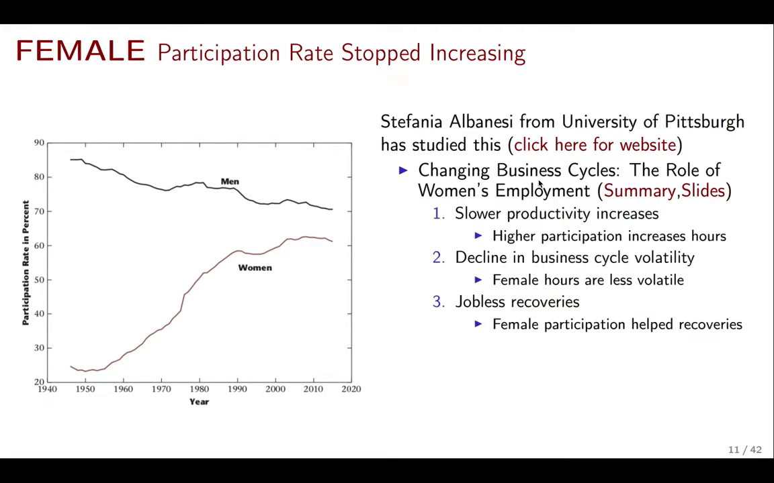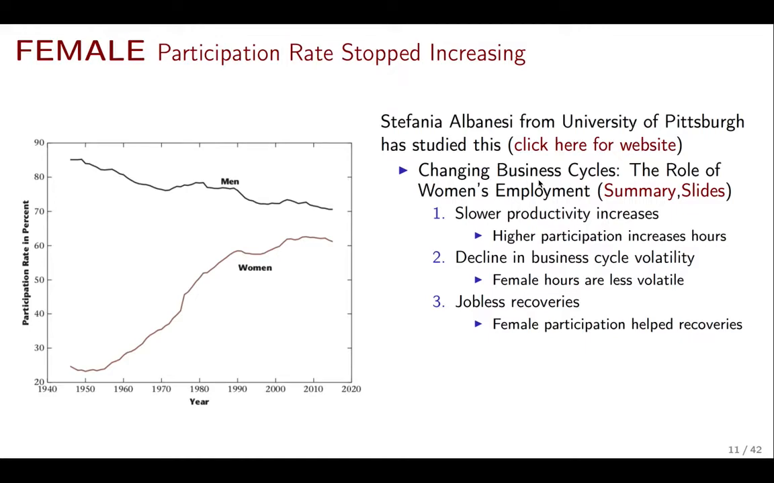The first one is, as there are fewer increases in labor force participation of women, there are also slower productivity gains. And so we do see now that productivity growth in the US has also stopped. It has decreased a lot since the 90s onto the 2000s.